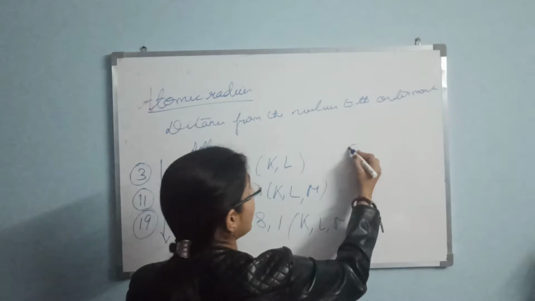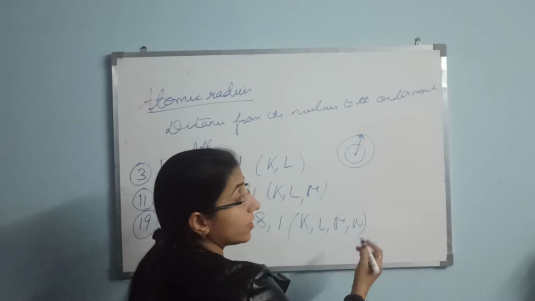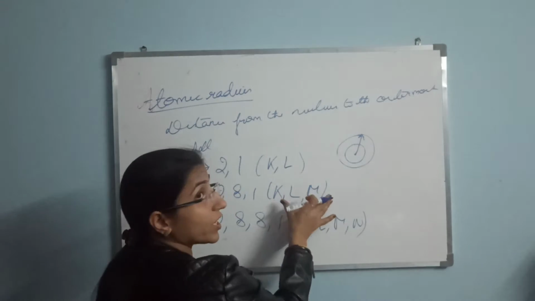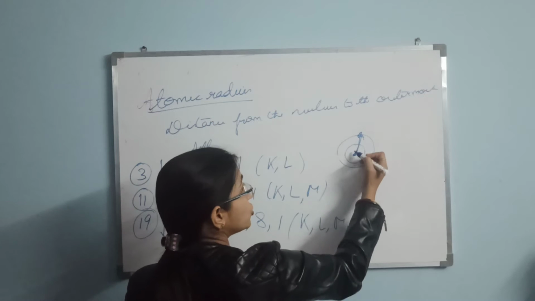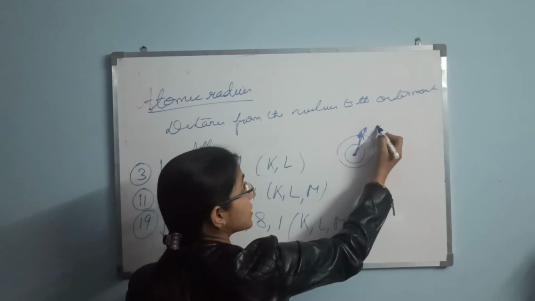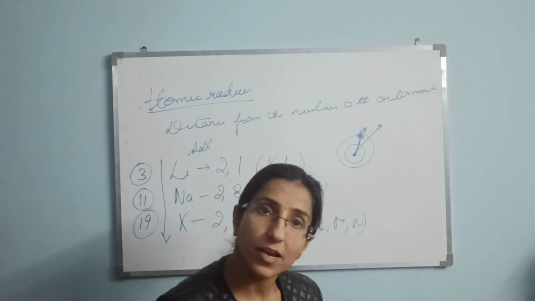So if we look at the distance from the nucleus to the outermost shell, here we have 2 shells, now 3 and now 4. As the distance from the nucleus to the outermost shell increases, definitely the atomic radius will increase.